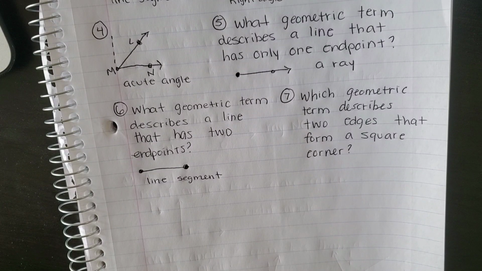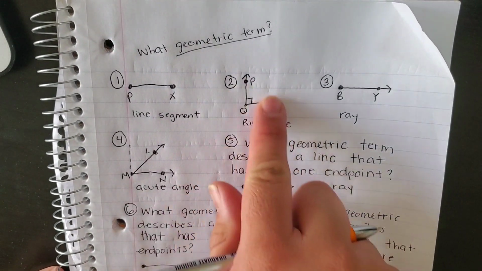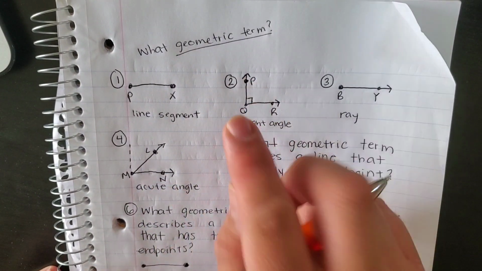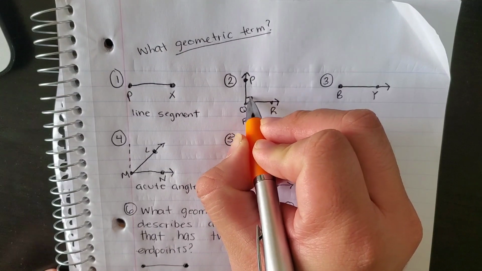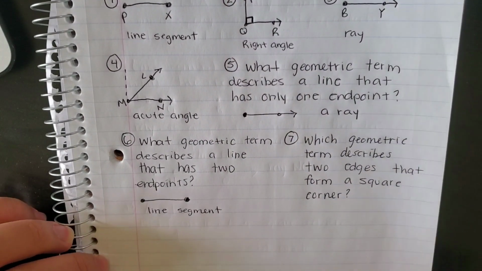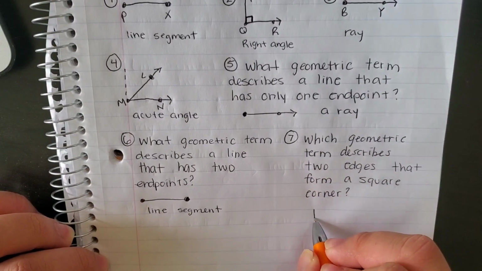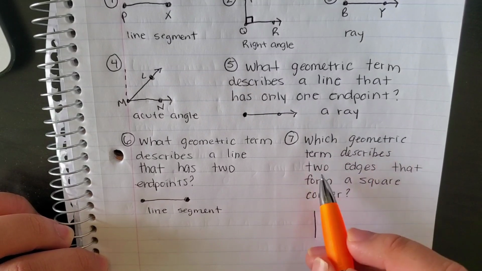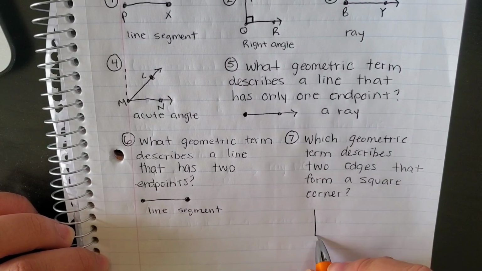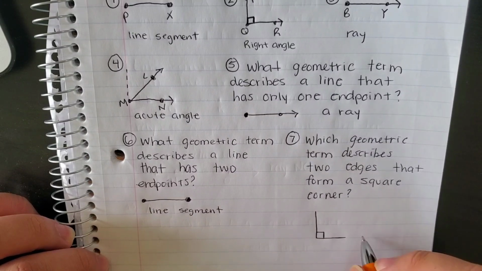Okay, the next one that we're going to be looking at, it's number 7. Which geometric term describes two edges that form a square corner? When we're going over this one, remember number 2? I said when they always put a little square corner. If it forms a square corner, it's what type of angle? A right angle. So here, if you draw it, then it's two lines, right? It says which geometric term says two edges. So it's an edge. It does a square corner, then it must be a right angle.